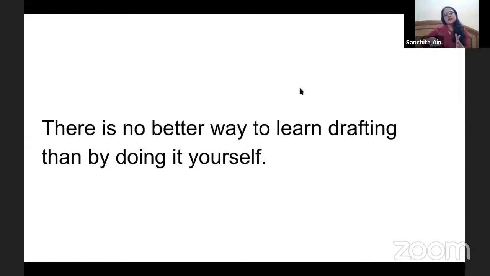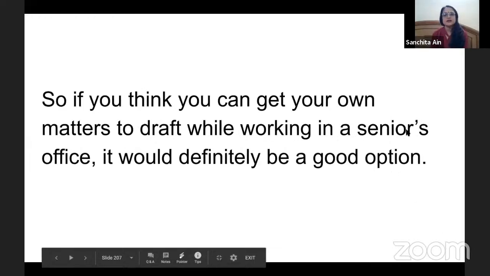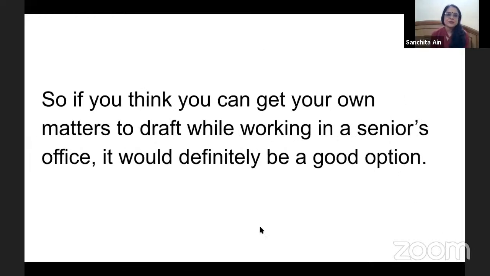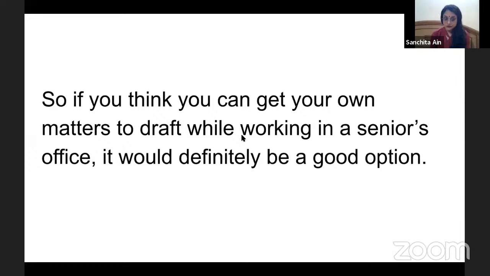And it's never that you'll go back again to a drafting chamber after working in a senior's office to learn drafting. So it's better if you learn from there and then you come. I think that's a path that most people follow and it works for them. So if you think you can get your own matters to draft while working in a senior's office, it would definitely be a good option. But again, even for that, you need to have already learned drafting.